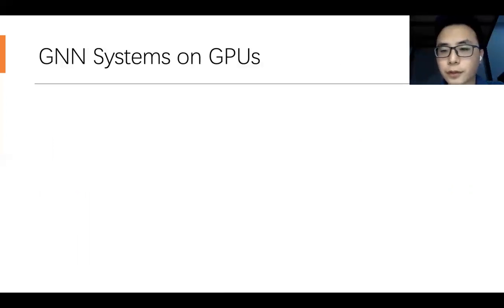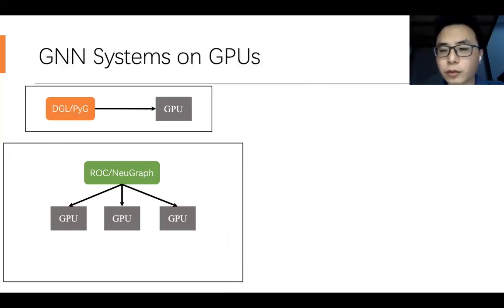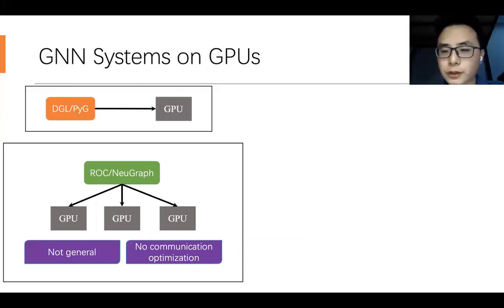There are systems designed for full graph GNN training. DGL and PyG are designed for GNN training on a single GPU. NeuGraph and ROC focus on distributed training. However, these systems integrate communication and computation in one system, so the communication layer is not general to use. What's more, these systems use naive communication strategies, which are inefficient due to the complex GPU topology.